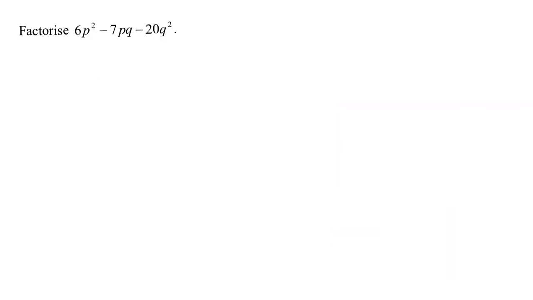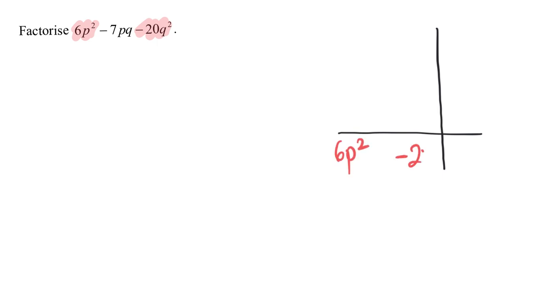Hello everyone, welcome to this video where we are required to factorize 6p squared minus 7pq minus 20q squared. I am going to rely on my cross chart here, and do take note where I'm going to position them. 6p squared and negative 20q squared. And that's my negative 7pq.